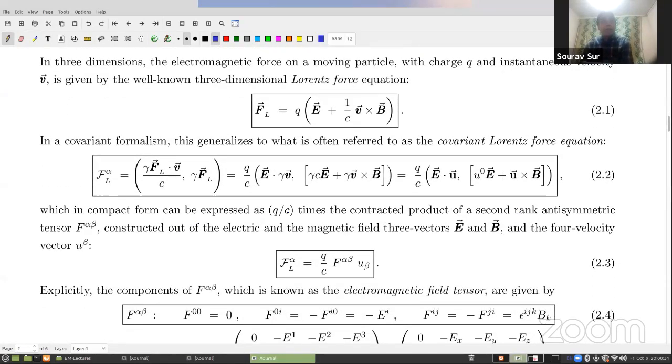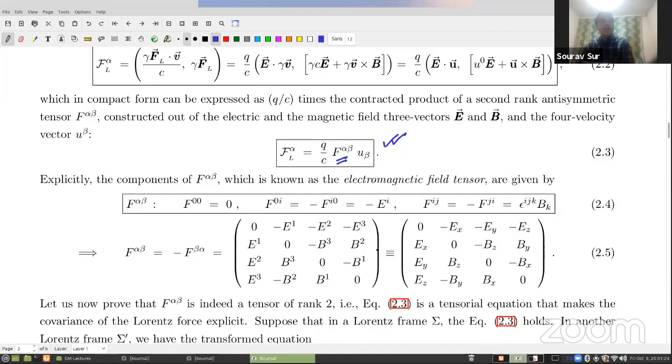This in compact form can be expressed as q over c times the contracted product of a second rank antisymmetric tensor f alpha beta, constructed out of the electric and magnetic field three vectors E and B, and the 4 velocity vector u beta. So this is a 4 force. What you can see is that in the first you have this u here, and in the second, that is the space component, you also have components of u. Let's express this in this fashion, where f alpha beta is some tensor which would be constructed out of E and B vectors.